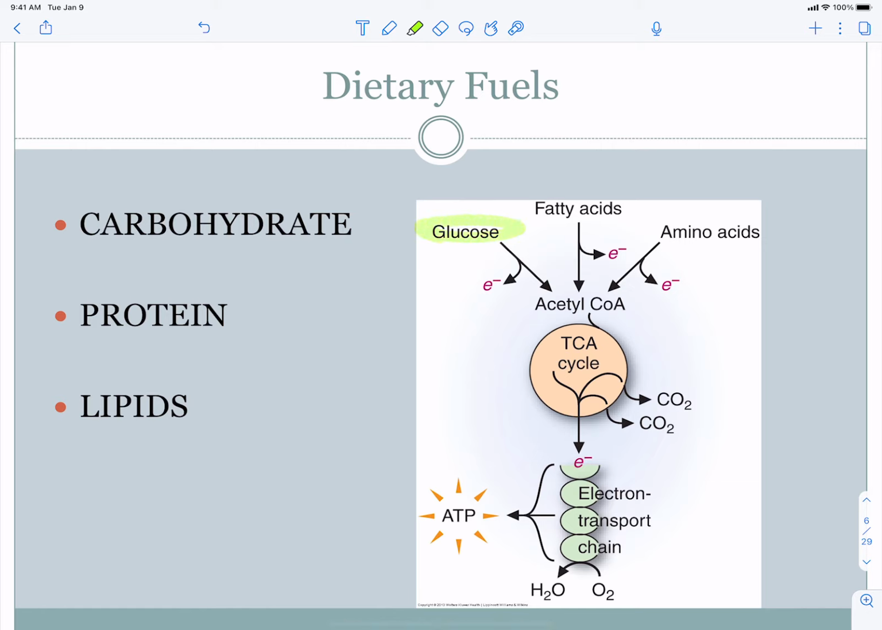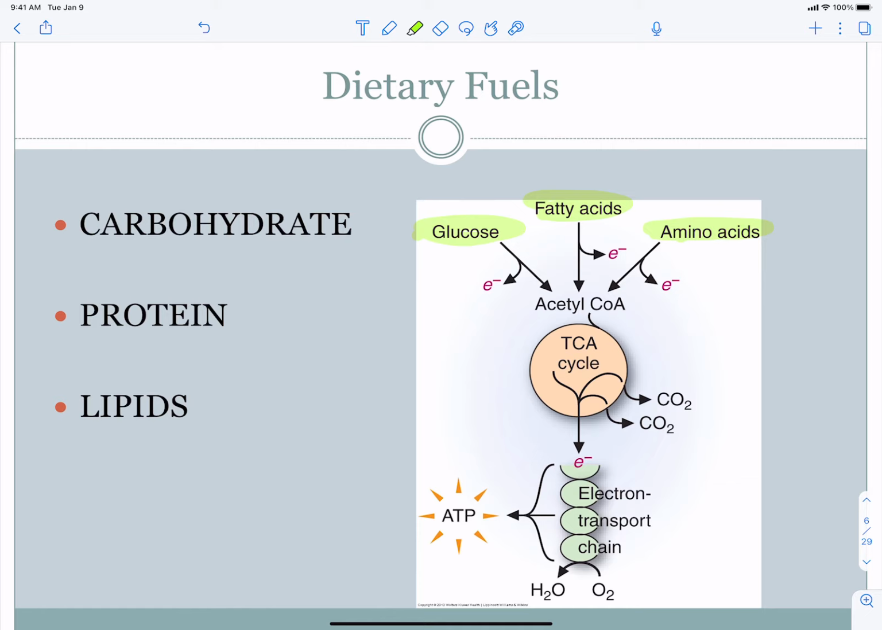Our carbohydrates can only be absorbed in certain forms. We can only absorb galactose, fructose, glucose. All of the carbohydrates have to be broken down into those monosaccharides. Our fatty acids are going to be taken up. Our amino acids are going to be taken up. And it depends on different types. We're going to have single amino acids and short peptides that can be taken up.